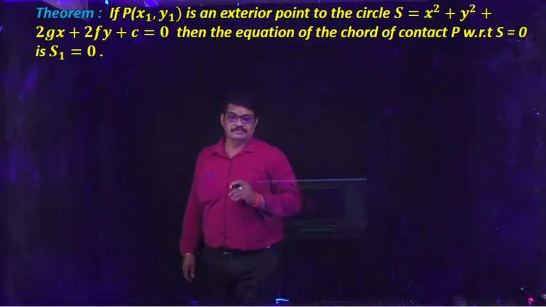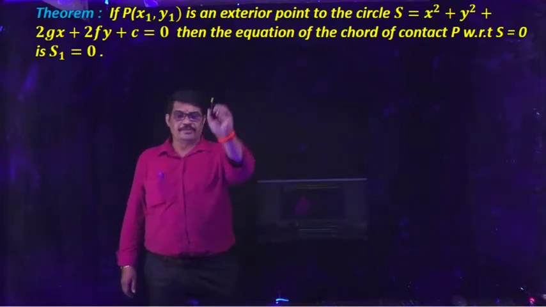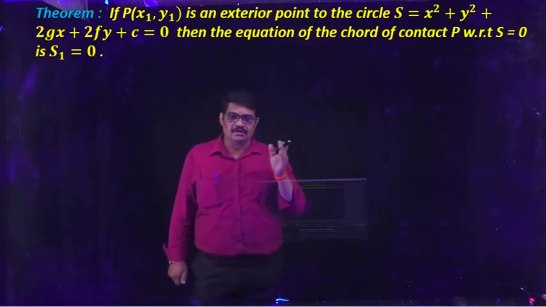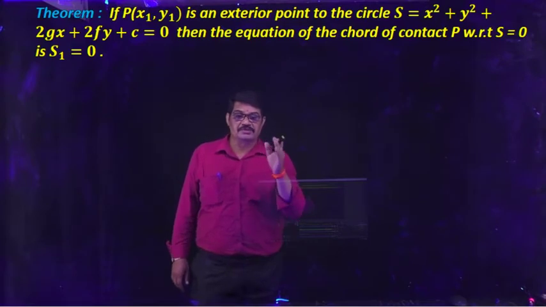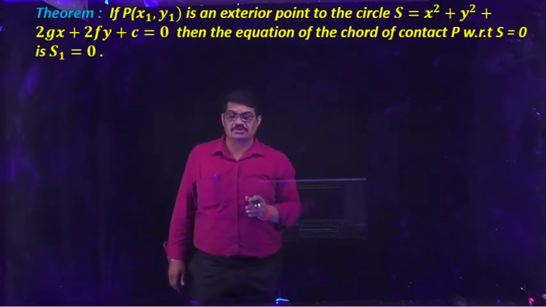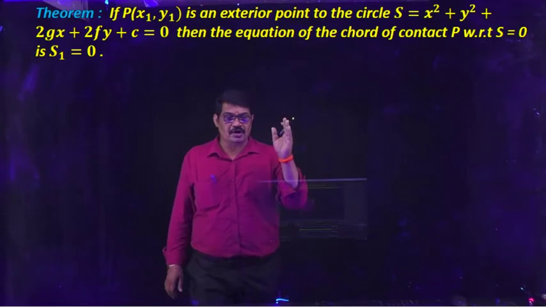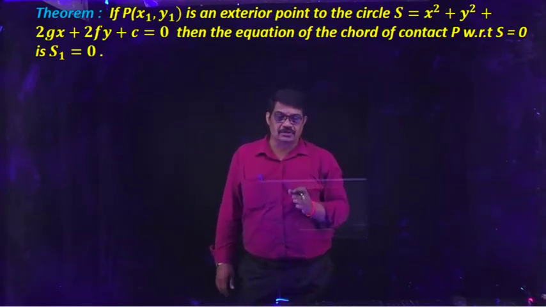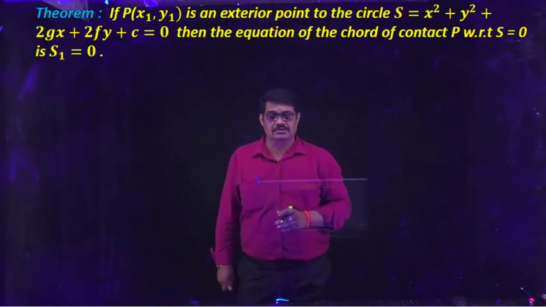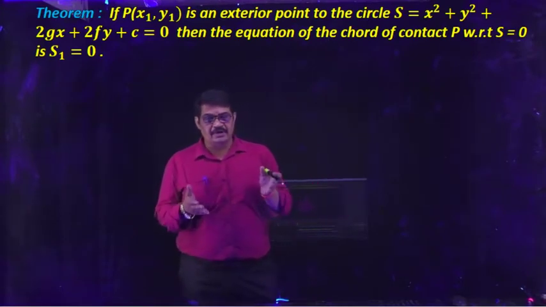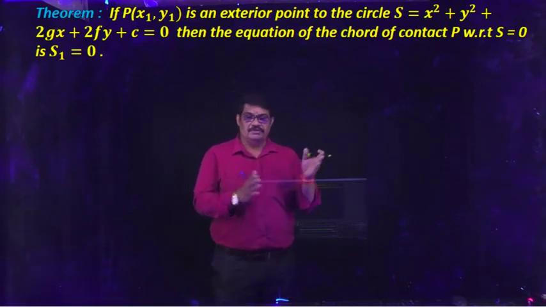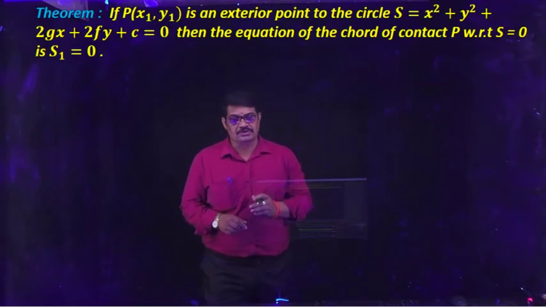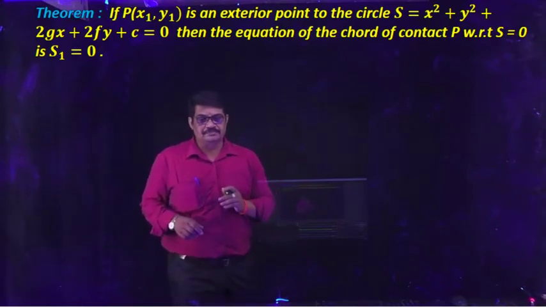See the theorem. If P of x1, y1 is an external point to the circle S is equal to x square plus y square plus 2gx plus 2fy plus c is equal to 0, then the equation of the chord of contact of P with respect to the circle S is equal to 0 is S1 is equal to 0. This is the theorem for finding the chord of contact. Now we are proving this theorem.